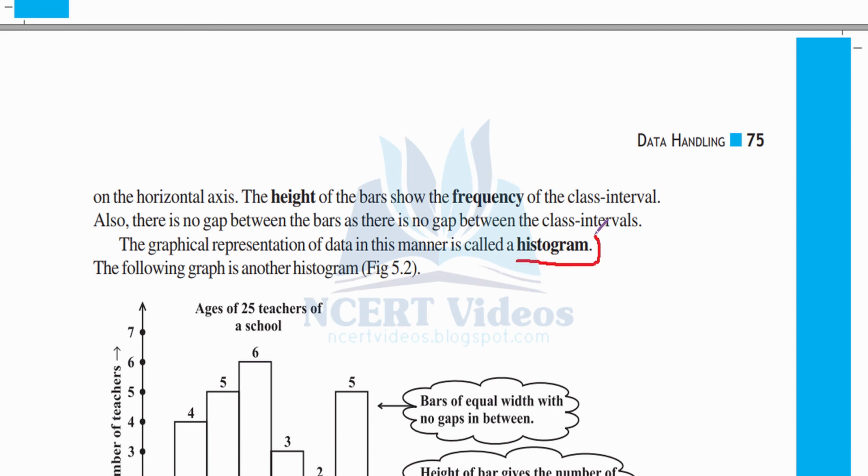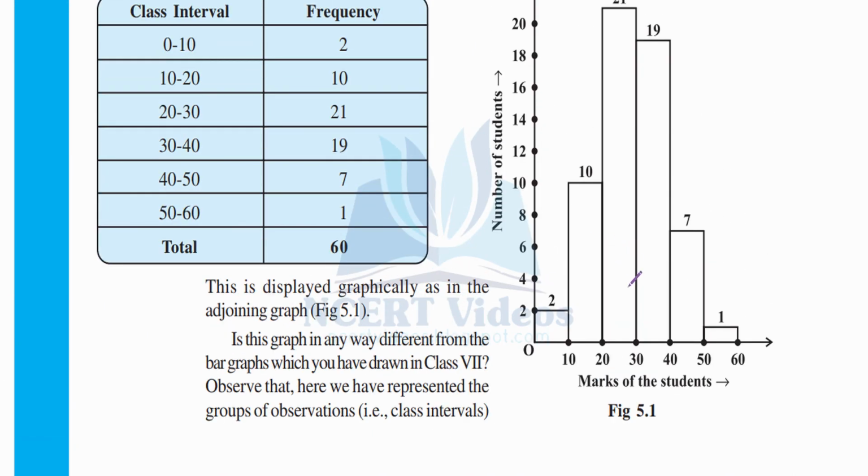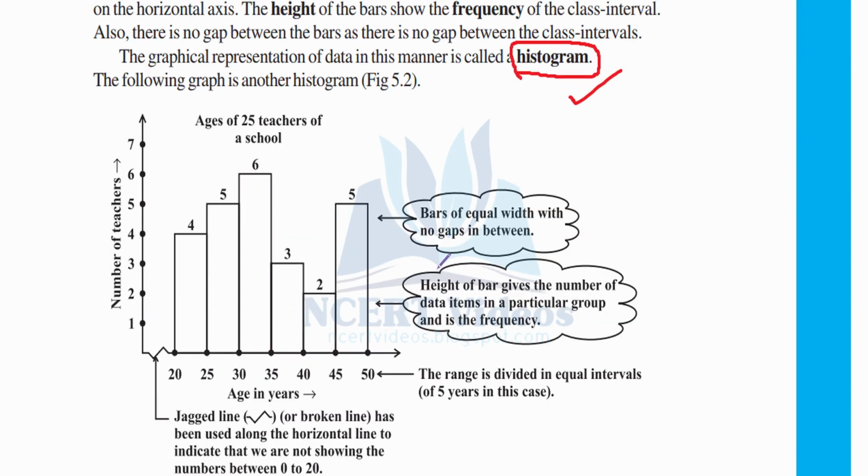So this is the difference between a bar graph and a histogram: there are no gaps in between, and on the x-axis we have class intervals. Such a type of representation will be termed a histogram. So here we are provided with another histogram. Let's study the different representations.